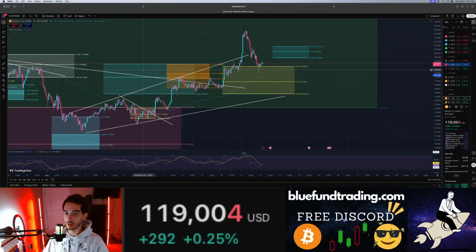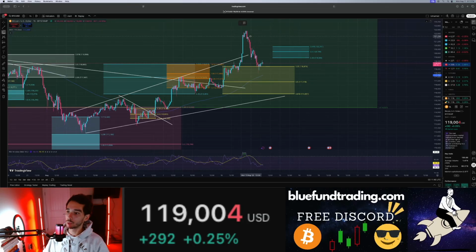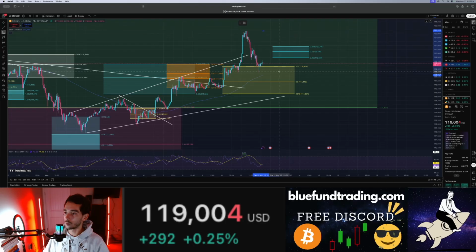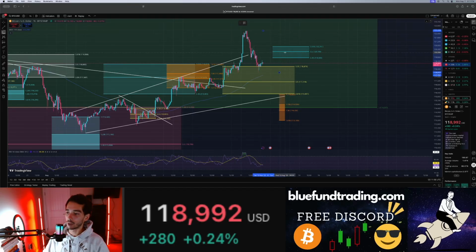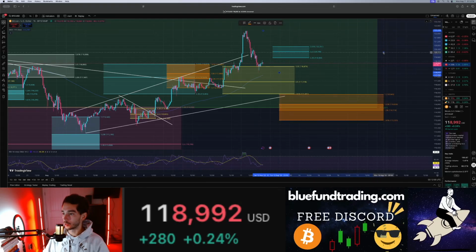Once it fills this area a bit more, we don't want to see the price break below 115 or even 116k. But if it does, well, it's simple. I'll use this. Let's just say I start from here all the way down to the swing low. This would be where resistance can potentially form. And let's just say it forms at 120k.